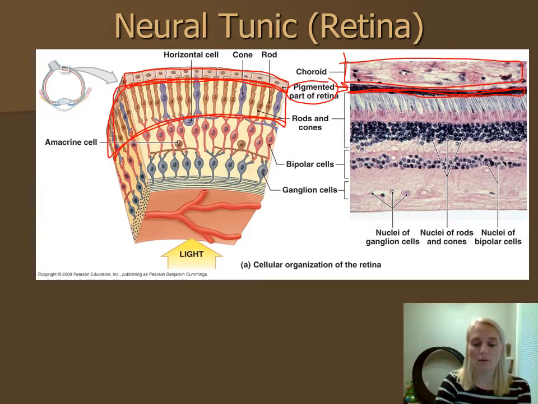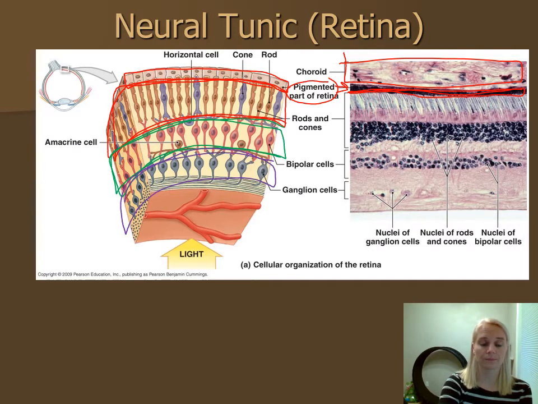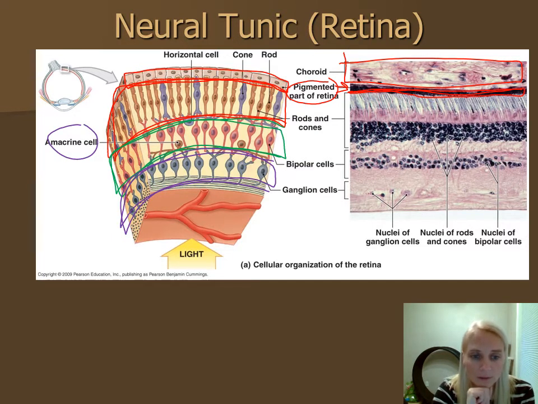Then we have a layer of bipolar cells. If you remember, we learned about bipolar cells. We saw a few bipolar cells in the olfactory neurons. Here's another location of bipolar cells. And then lastly, we have a layer of ganglion cells. And then there's a few scattered amacrine cells and, oh, there we go, horizontal cells. I kind of drew over them. So amacrine cells and horizontal cells are scattered between the layers. Horizontal cells are found between the rods and cones and bipolar cells. Amacrine cells are between the bipolar and the ganglion cells.